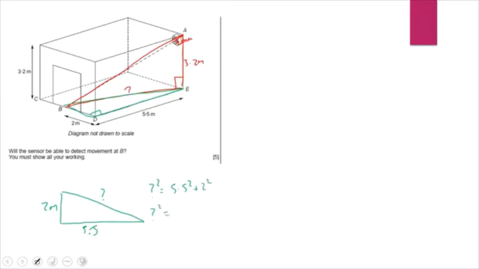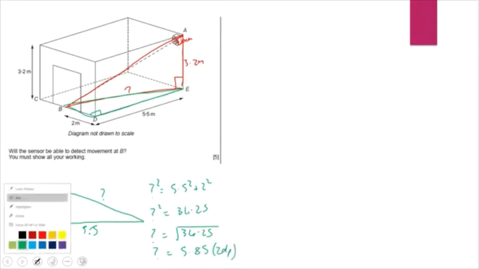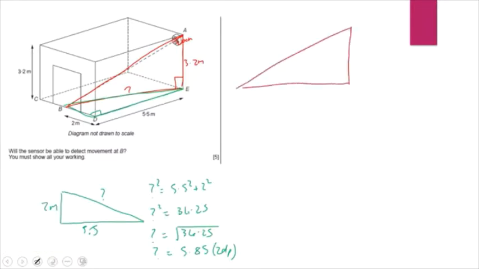And then we would need to square root that answer. So adding them together will give me 34.25, and square rooting that gives me 5.85 correct to 2 decimal places. Okay, so now we can work on the red triangle here to work out the length from A to B. I'm going to call it X, not to confuse you with the question mark that was in the question.